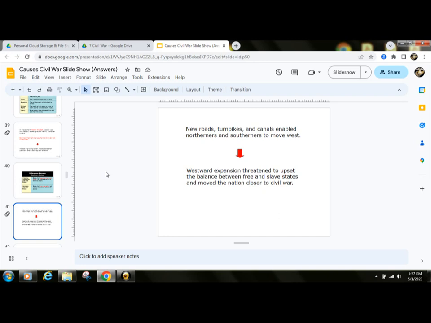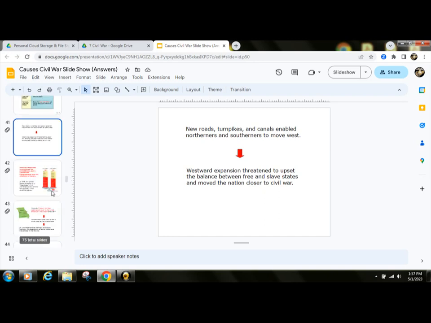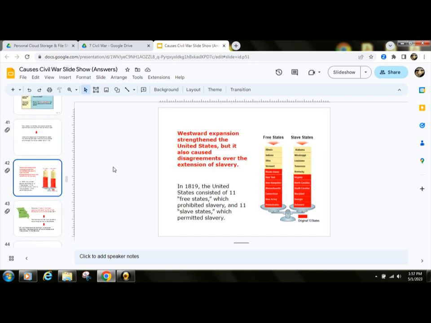All right, new roads, turnpikes, and canals enabled northerners and southerners to move west. So moving west is going to be a cause of the Civil War. Westward expansion threatened to upset the balance between free and slave states and move the nation closer to war. You can see here that western expansion strengthened the U.S., but it also caused disagreements over the extension of slavery.